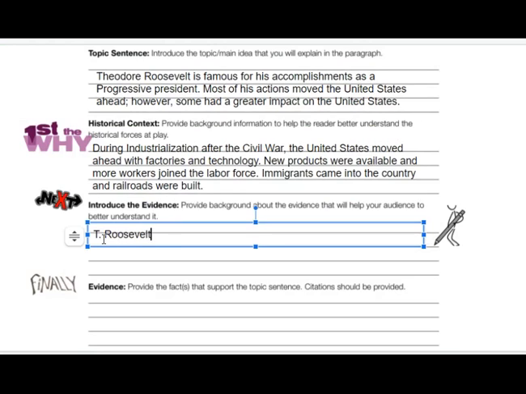T. Roosevelt became president after McKinley was assassinated. Tab, that's the word for me.